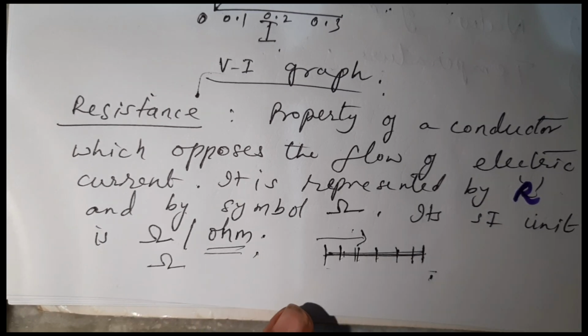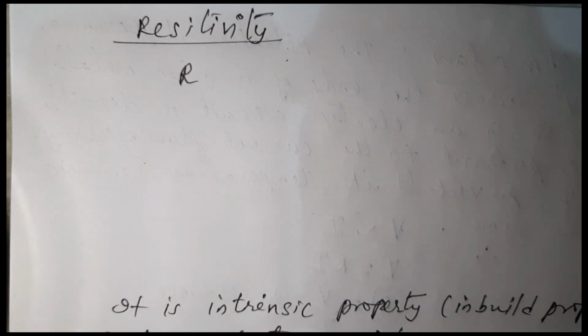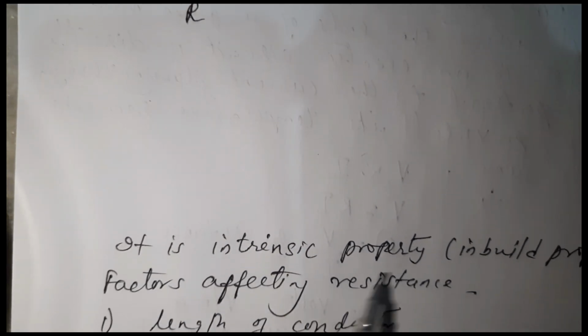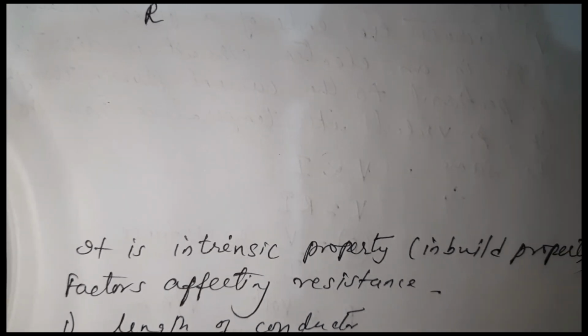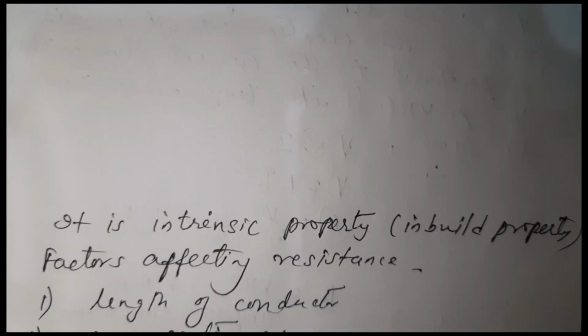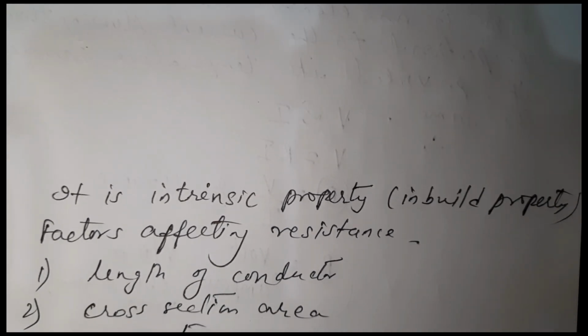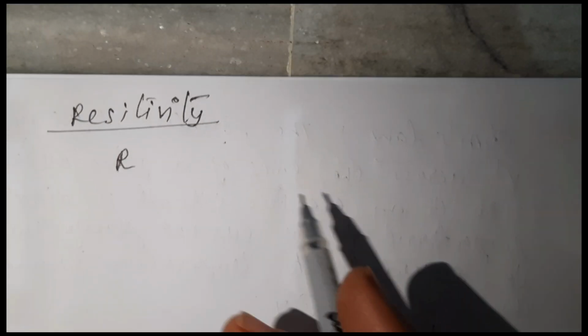So this is also a simple topic. Now the next topic is resistivity. Resistivity is an inbuilt property which is already present. It is an intrinsic property, or we can say inbuilt property, meaning the conductor has it from the beginning onwards. Resistivity we can derive in the following way.